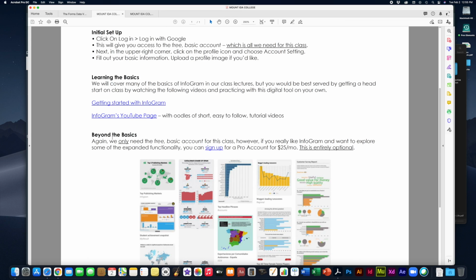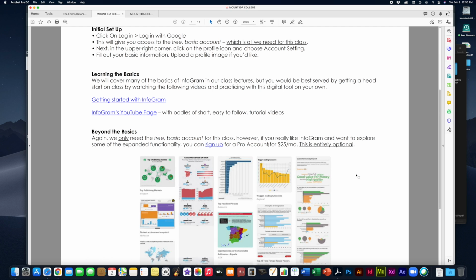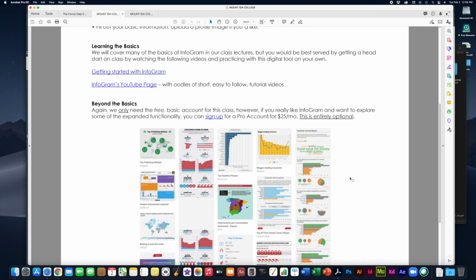Now again, we only need the free basic account. However, if you really fall in love with Infogram after you have done the Learning the Basics section here, and you're like, I love this software, and you want to explore some of the expanded functionality, then you can sign up for a pro level account for $25 a month. You could literally pay for it for just 1 month and play around with it if you would like. But again, for this class, it's entirely optional. The free version of Infogram is all we really need.